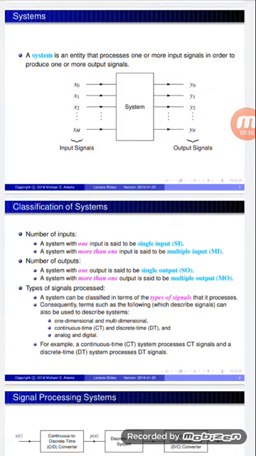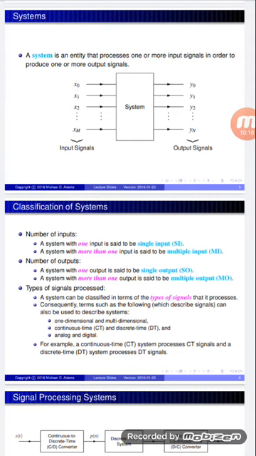This is the fundamental structure of any system. For example, any system contains some inputs and some outputs. A system is an entity that processes one or more input signals in order to produce one or more output signals.